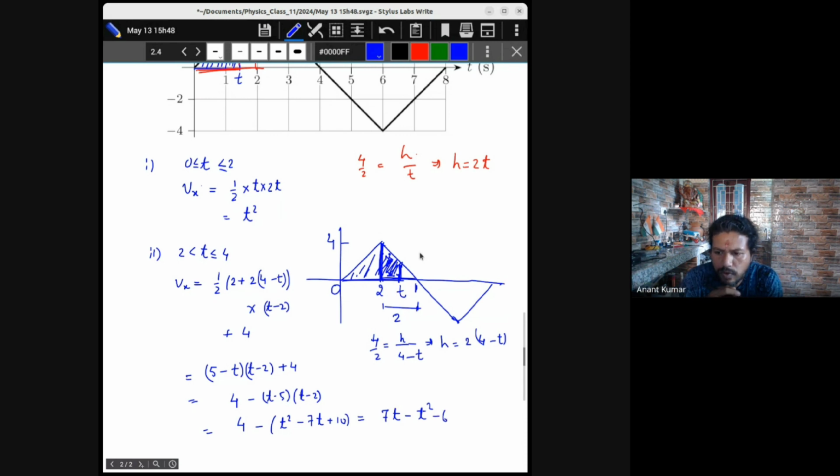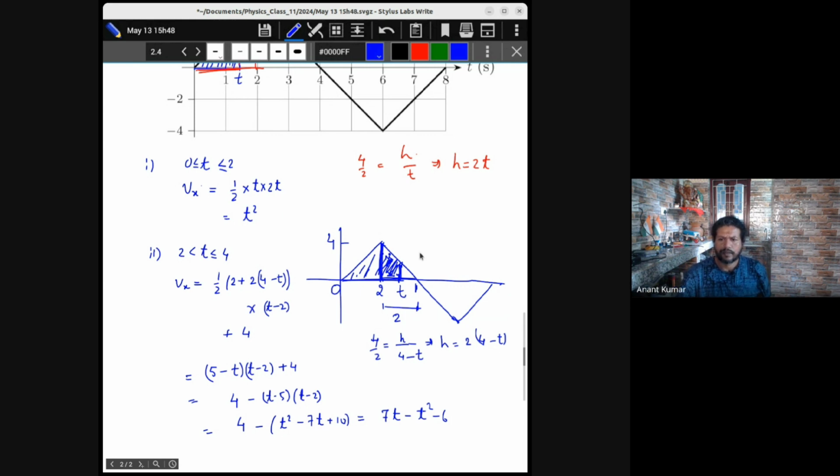If we put t equal to 2, then 14 minus 10 is 4. That's right. But when I put t equal to 4, I should get 0 in this case. So putting t equal to 4, 16 minus 6 is 20... so it's not cancelling. I have made a mistake somewhere, it seems.